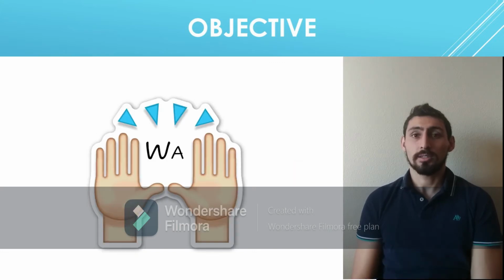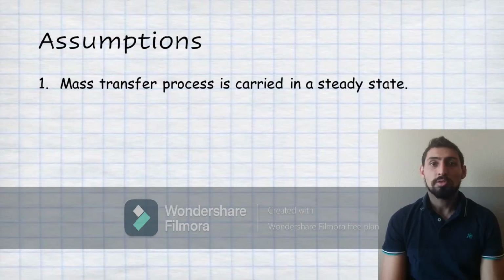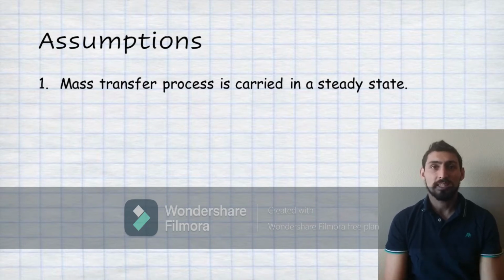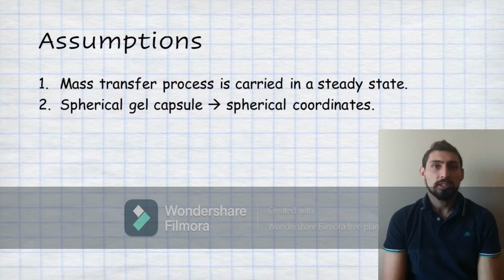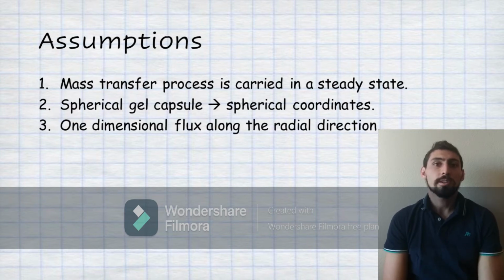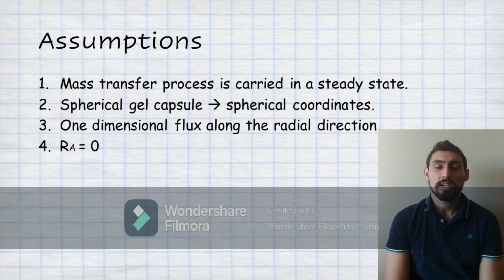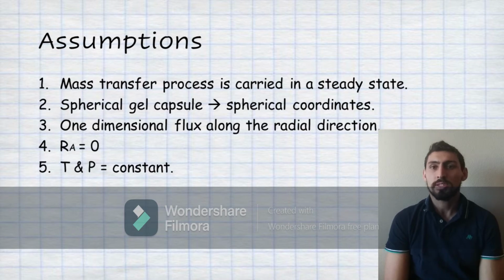The assumptions to solve this problem are: the mass transfer process is carried in a steady state. As the gel capsule is spherical, the best coordinate system is spherical coordinates. There is one-dimensional flux along the radial direction. There is no reaction in the system, which means RA becomes 0. Temperature and pressure remain constant during the analysis. Diffusivity and concentration are constant.